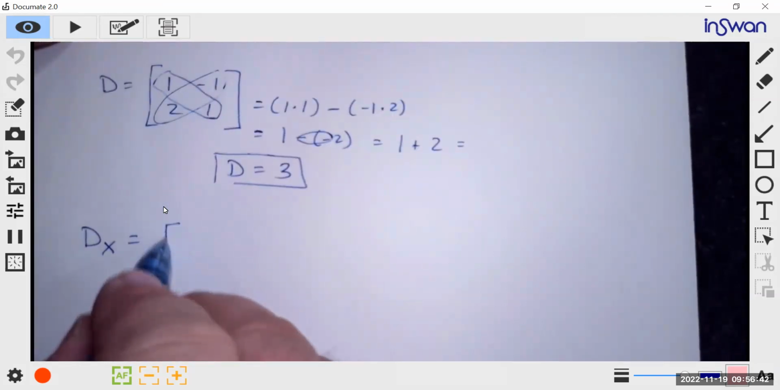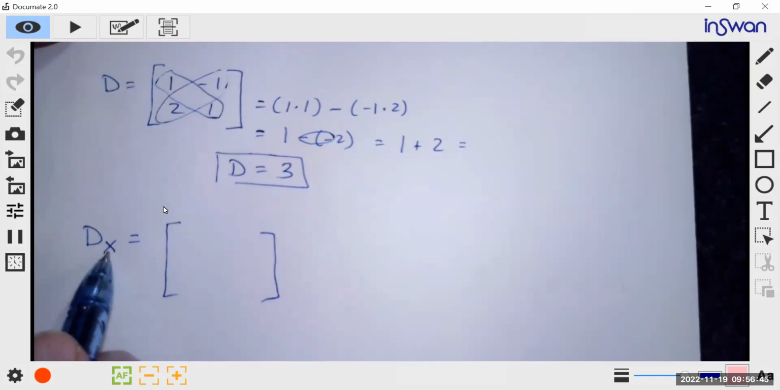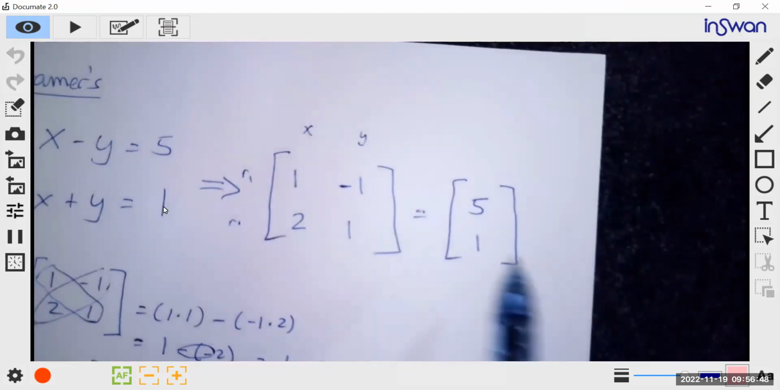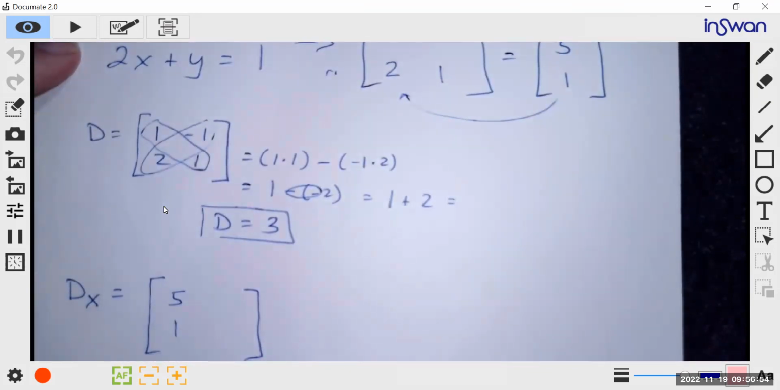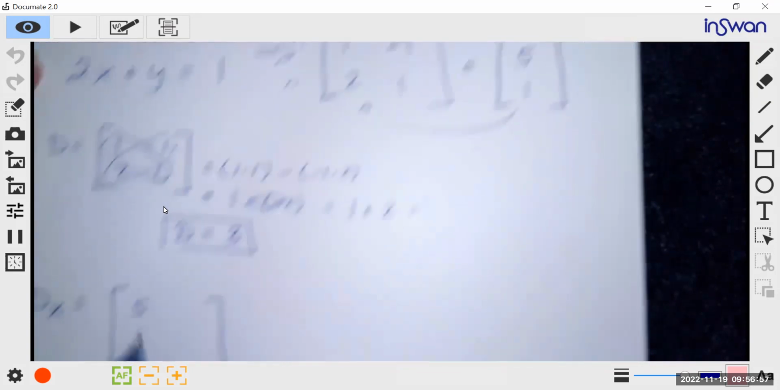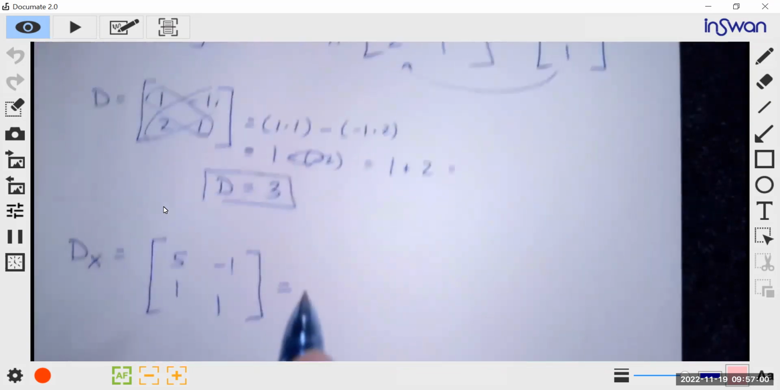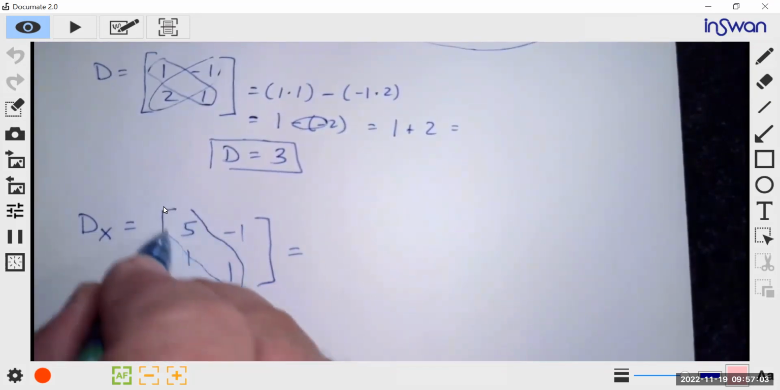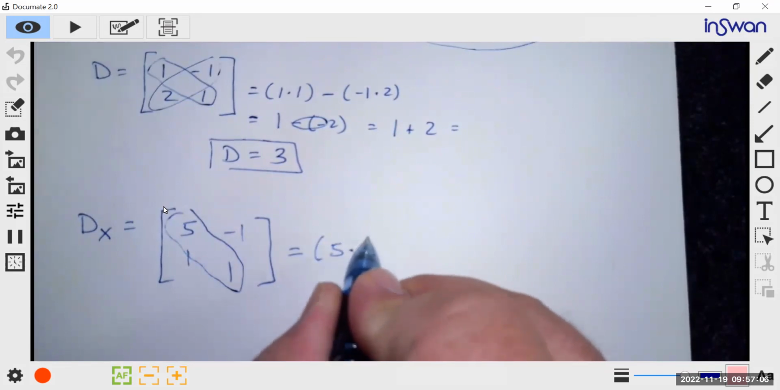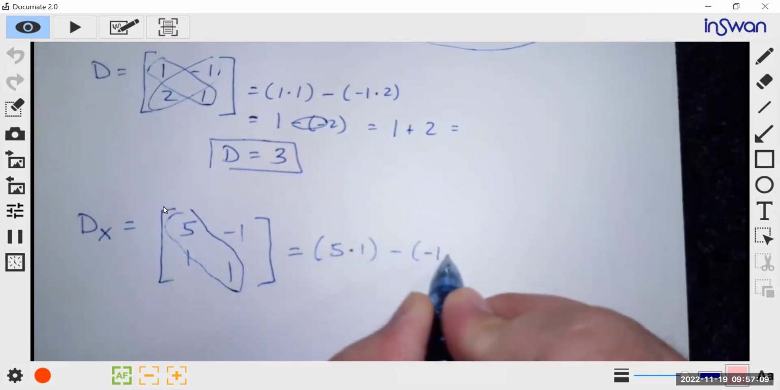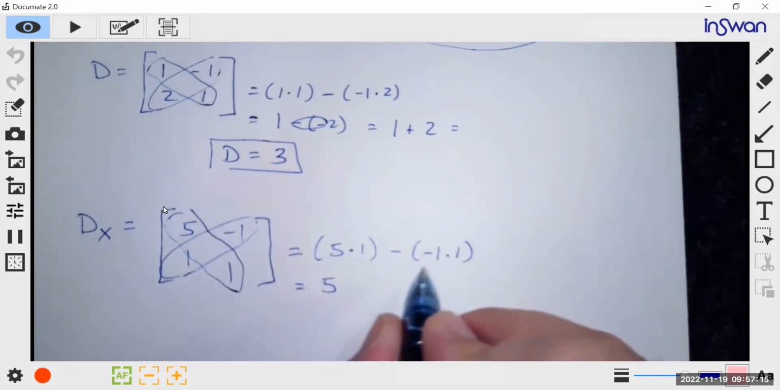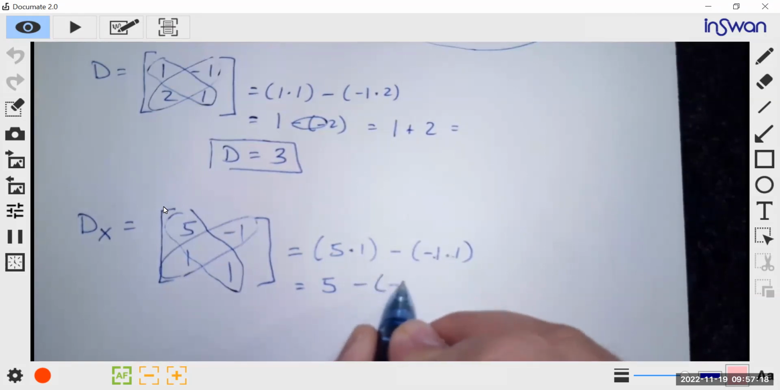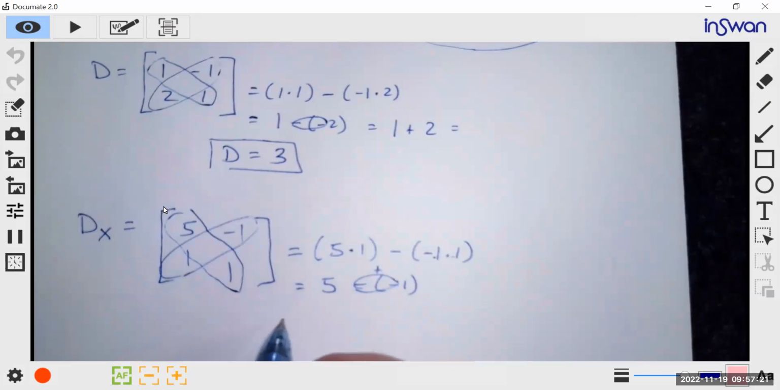For dx, since I'm looking for the X values, I take the answers and put them in the X column. So it's 5, 1 in the first column. Leave the Y's alone, and do it. 5 times 1 minus -1 times 1. 5 times 1 is 5. -1 times 1 is -1. That becomes a plus. So dx is 5 plus 1 is 6.